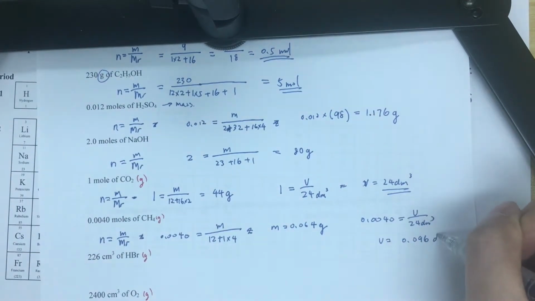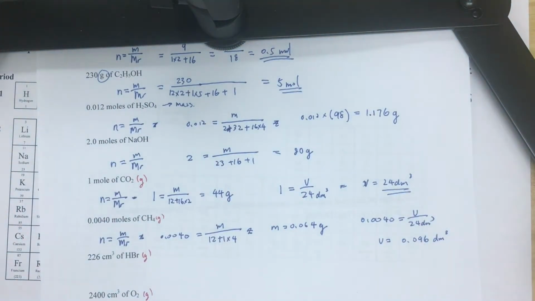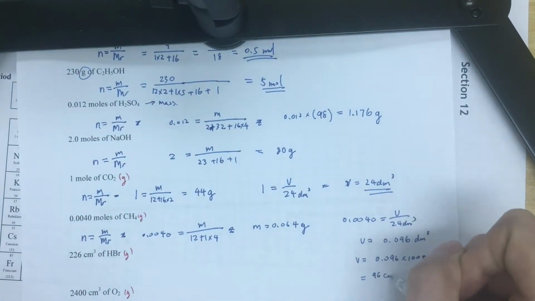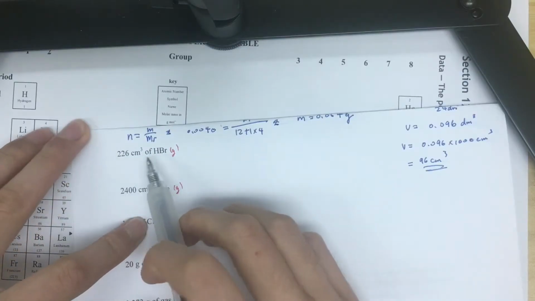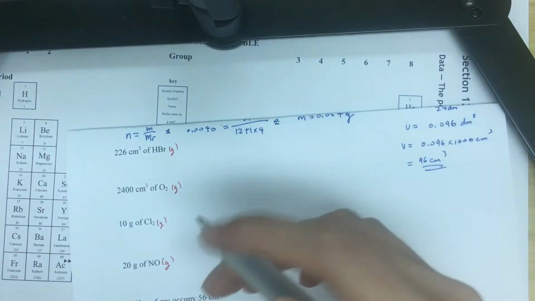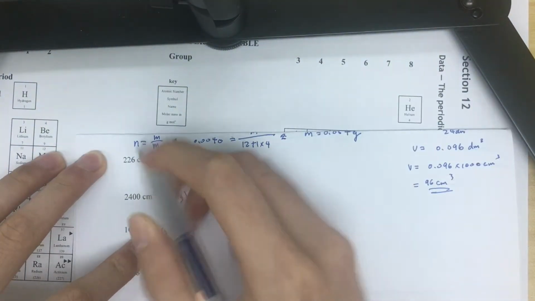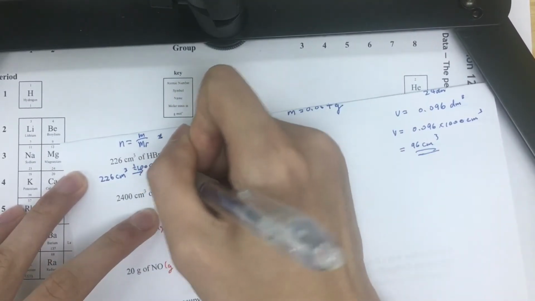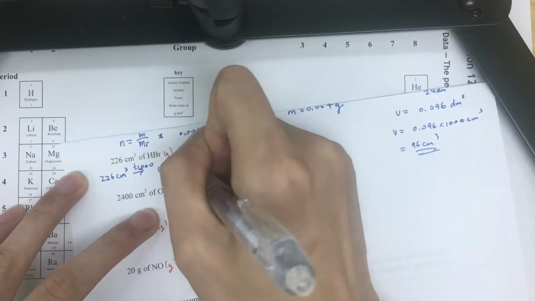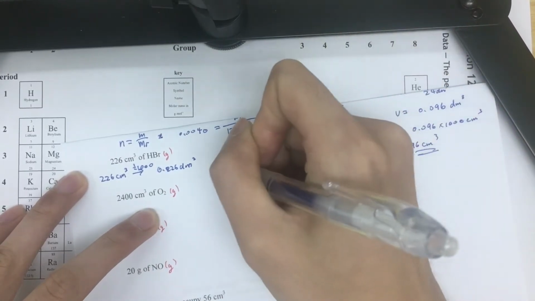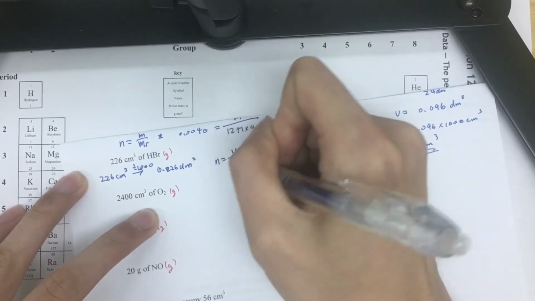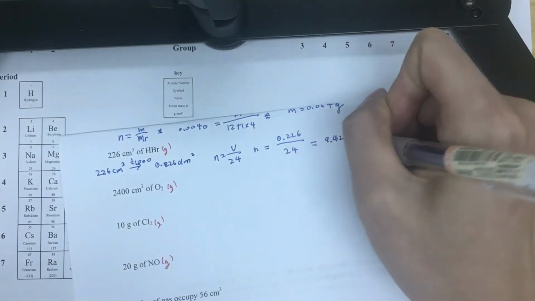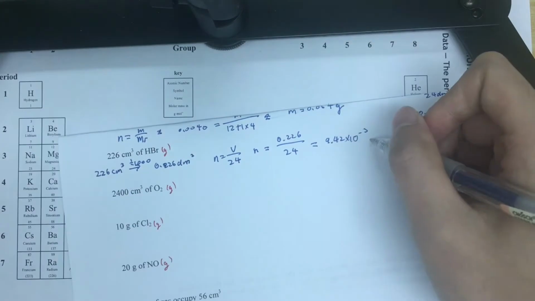Be careful with the unit, it is dm cube. If you want to convert it into cm cube, times it by 1000. Next, 226 cm cube of gas, how many moles does it occupy? Because it's cm cube, you need to do a unit conversion. It's divided by 1000, which is 0.226 dm cube. And by the formula, n equals V over 24 dm cube, n equals 9.42 times 10 to the minus 3, unit mole.